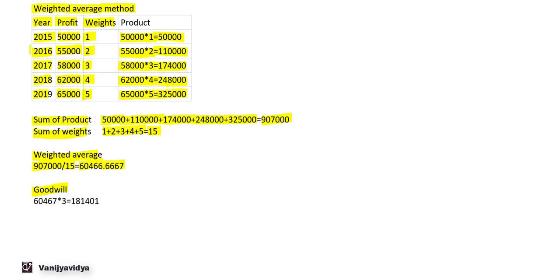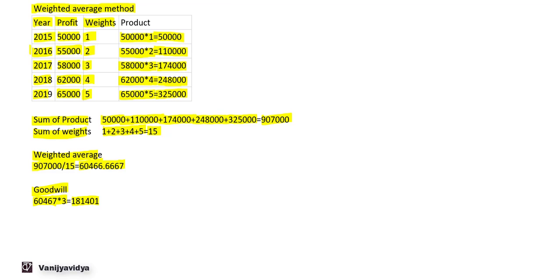Now goodwill will be 3 years purchase of the profit. So now this weighted average profit is 60,466. So 60,467, we are rounding it off, into 3 because it is 3 years purchase of the profit. So that comes to 1,81,401. Now this 1,81,401 is the value of the goodwill.